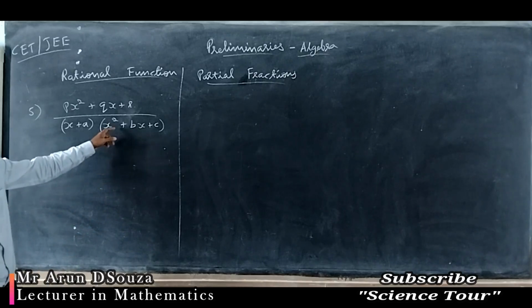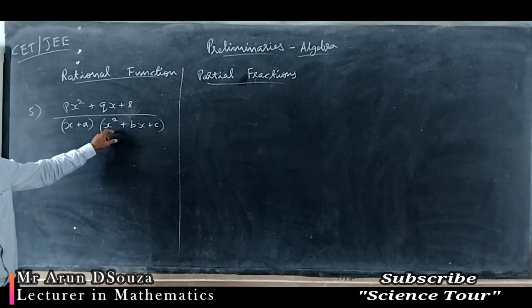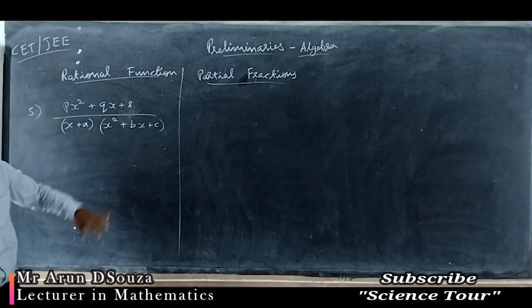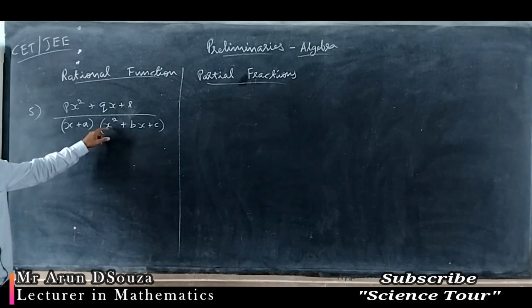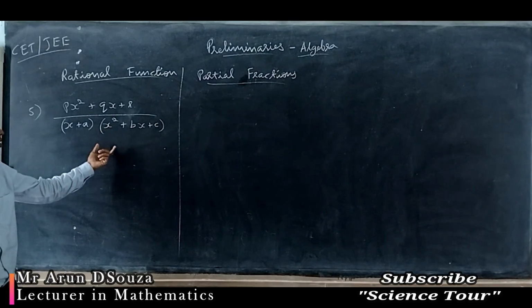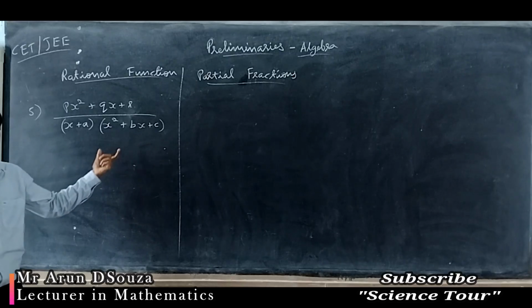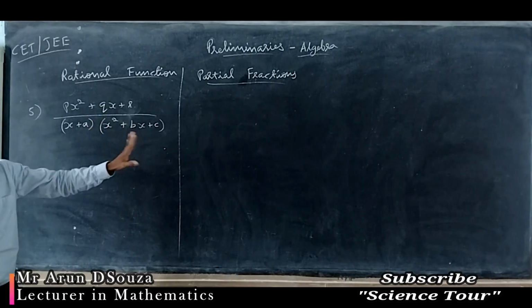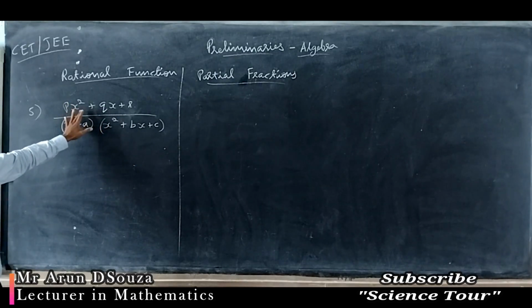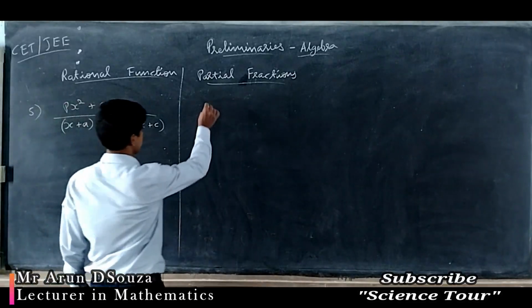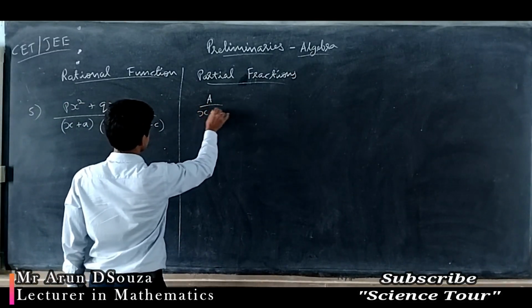Okay, so what is this? You have a quadratic equation which cannot be factorized further. Okay, so you have a quadratic equation which cannot be written as a product of two factors. Then how do you write the partial fractions? Understand? Okay, so first for x plus a, so write a by x plus a, that's easy.